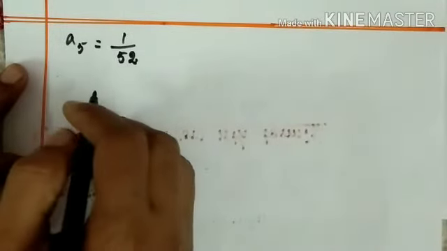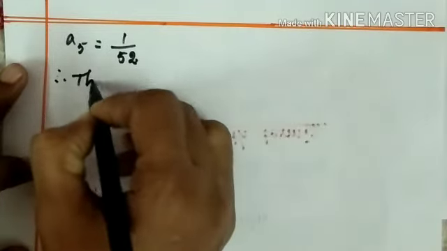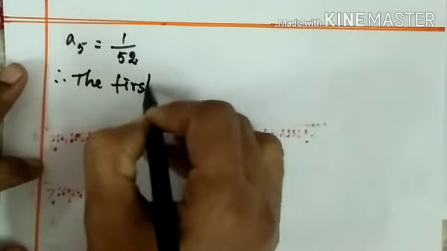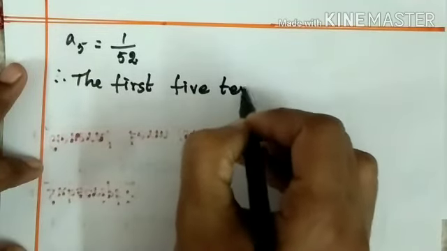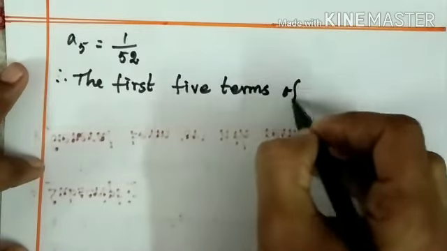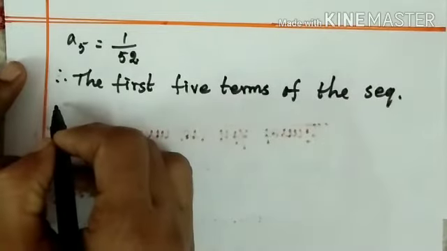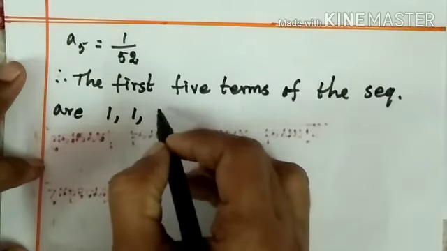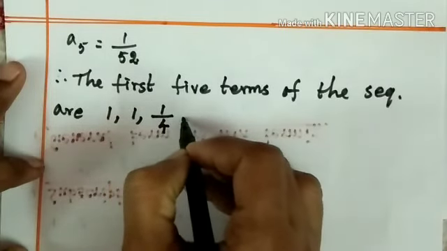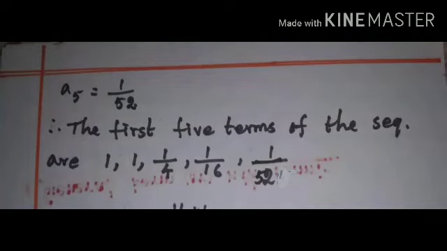Therefore, the first 5 terms of the sequence are 1, 1, 1 by 4, 1 by 16, 1 by 52. This is the answer for this sum.